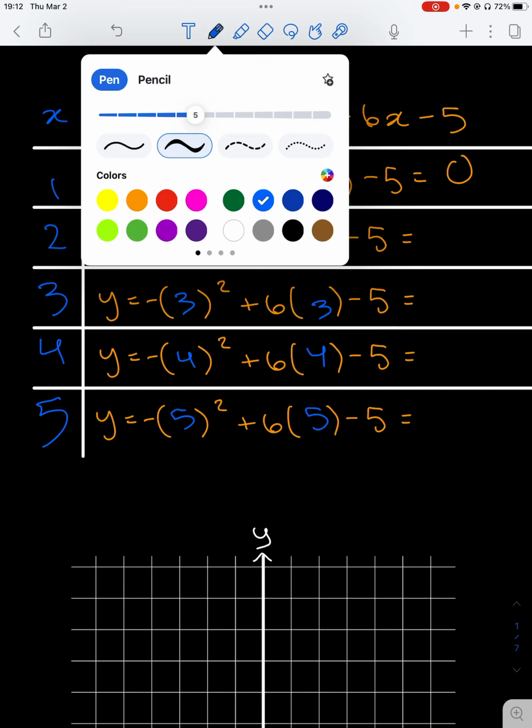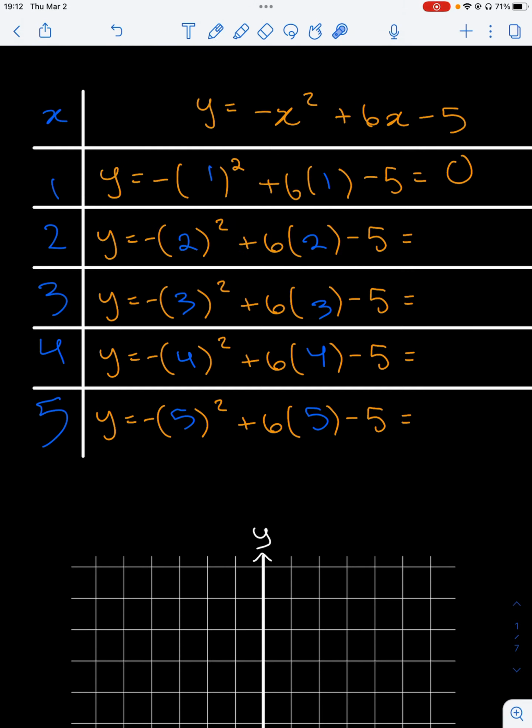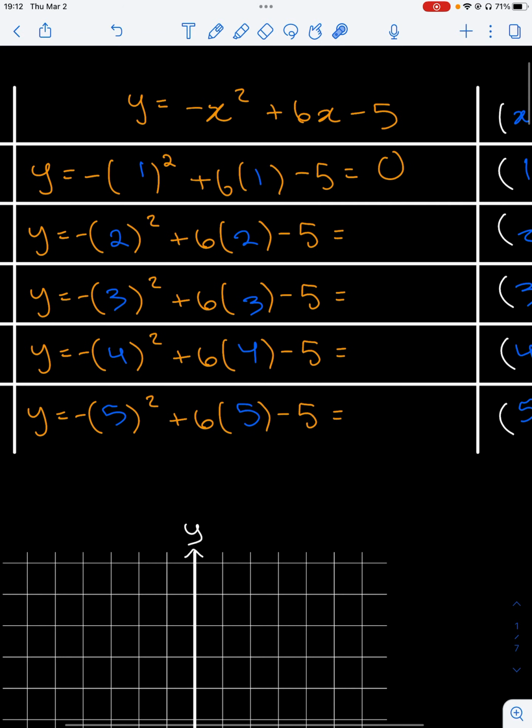Crunching these numbers, the second expression is going to be 2 squared, which is 4. Make it negative. That's a negative 4. 6 times 2 is 12. Negative 4 plus 12 is a positive 8. Minus 5, that'll be a positive 3. Keep going along. 3 squared, that's 9. Make it negative, it's a negative 9. Here, 3 times 6 is 18. Plus negative 9, that will give us a positive 9. Minus 5 is going to give us a positive 4.